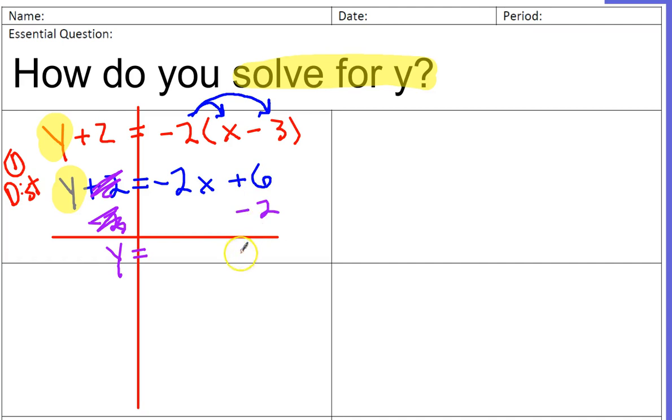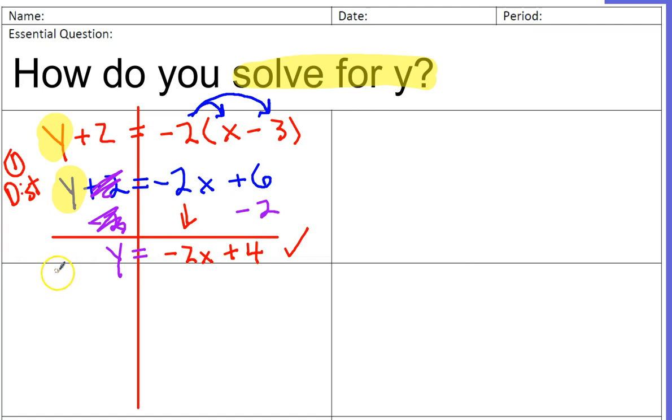So let's see, 6 minus 2 is 4. And then I have to bring this straight down, negative 2x plus 4. I cannot combine those. This has an x and this does not have an x. Those are called not like terms, and so I am done. Check. I am done with this problem.